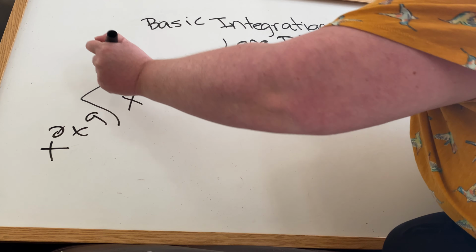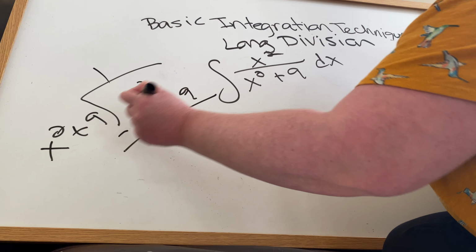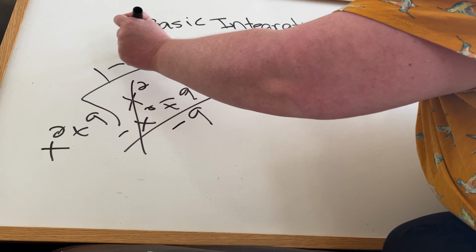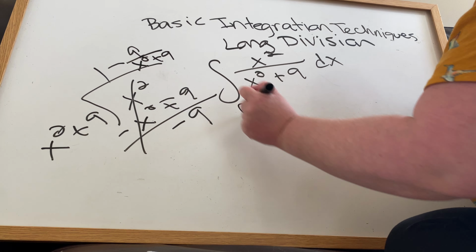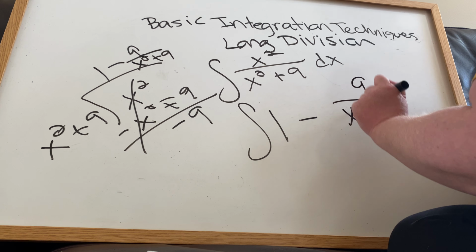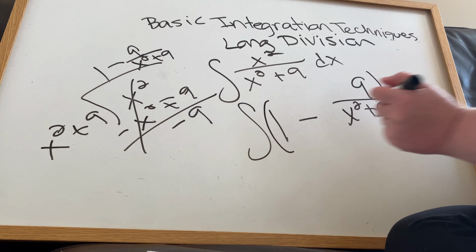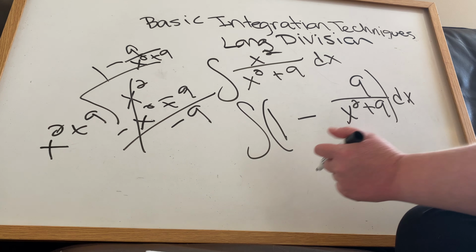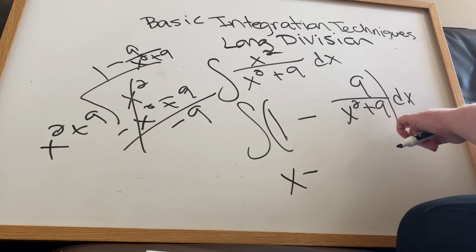So x squared goes into x squared once, you'd multiply through, so then you have x squared plus 9, draw, flip, add, so then you've got negative 9, which is your remainder, which goes over x squared plus 9. And then really, because it's a sum or a difference, you have 2 problems. So you'll integrate 1, which is just x, minus here, when you go to integrate.